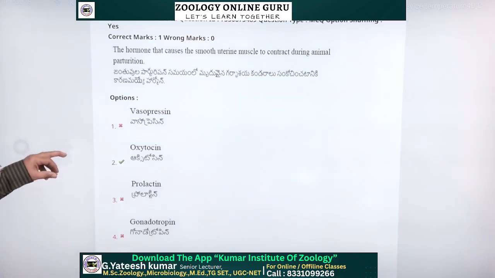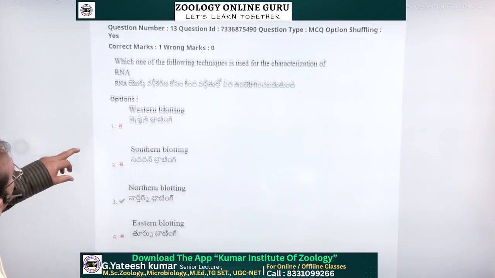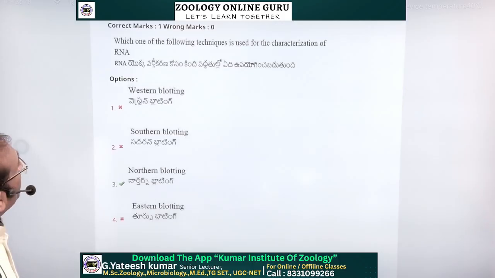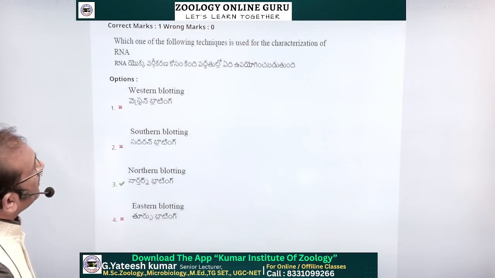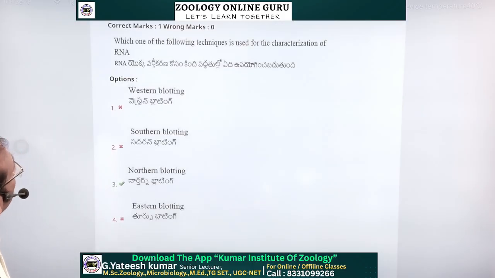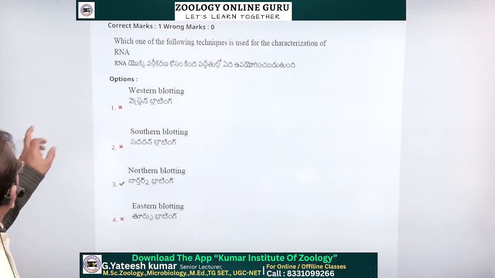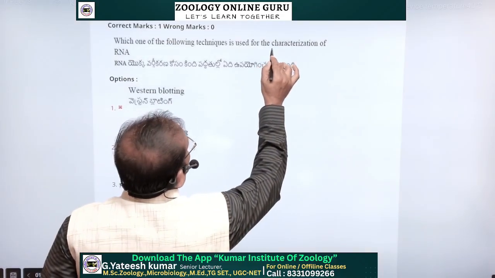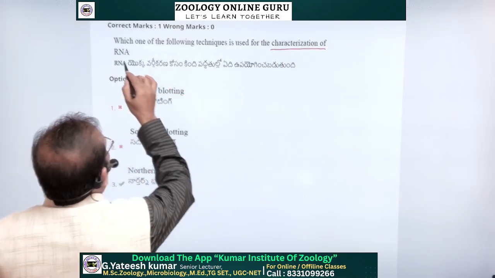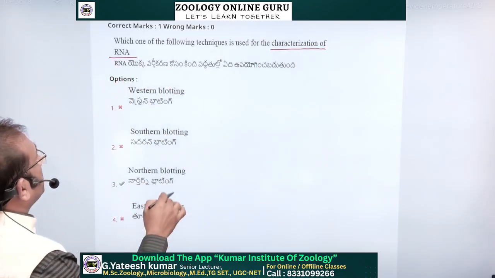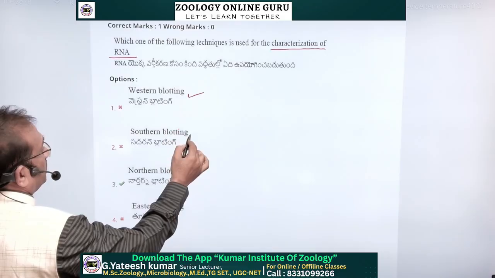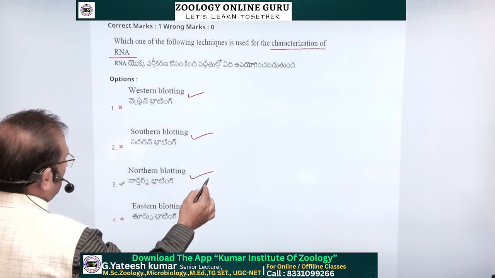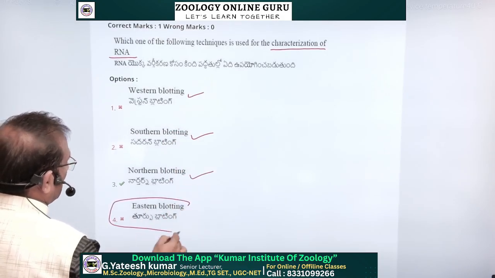Okay, coming to the next question. Which one of the following techniques is used for the characterization of RNA? In biotechnology, we use the word characterization of RNA. The options are Western blotting technique, Southern blotting technique, Northern blotting technique, and Eastern blotting technique. This is not present at all.